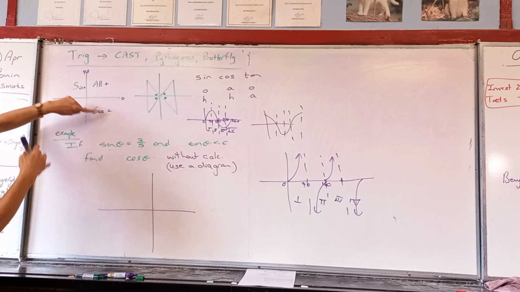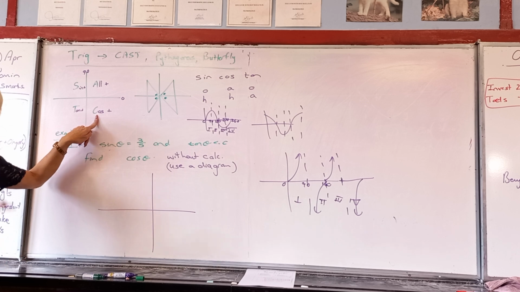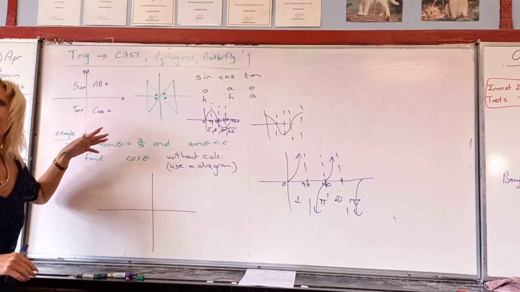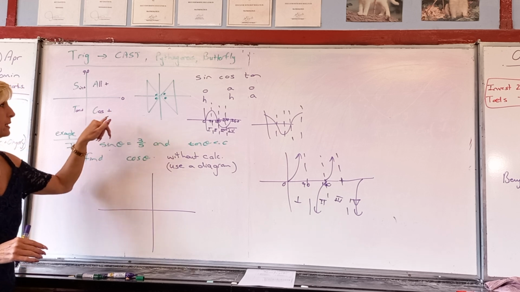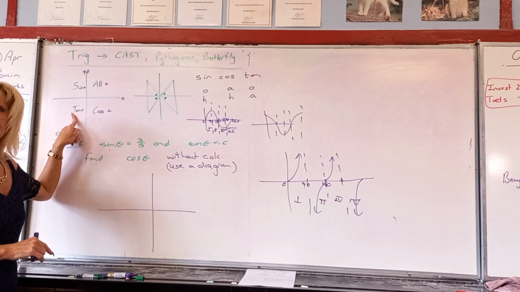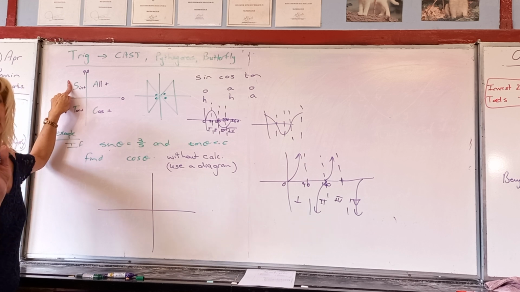So what does this CAST mean? That you must know. In this quadrant, cos is positive, but sin and tan are negative. Because we don't write them all down here. We just write CAST and you must know. Tan is positive, but sin and cos negative. Sin is positive, but cos and tan? Are you with me, guys?